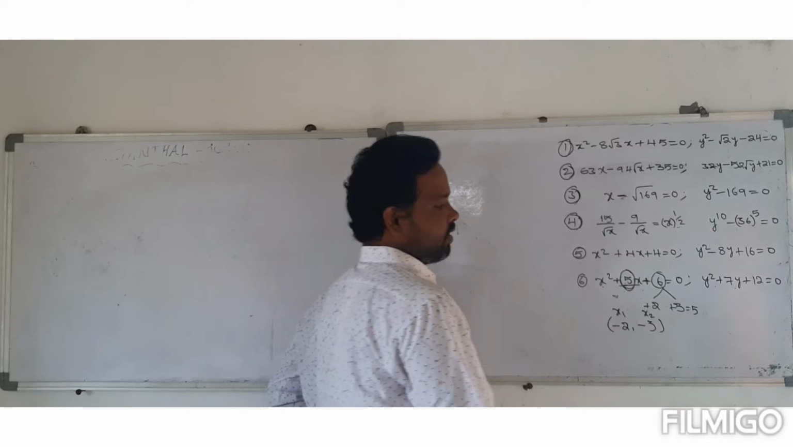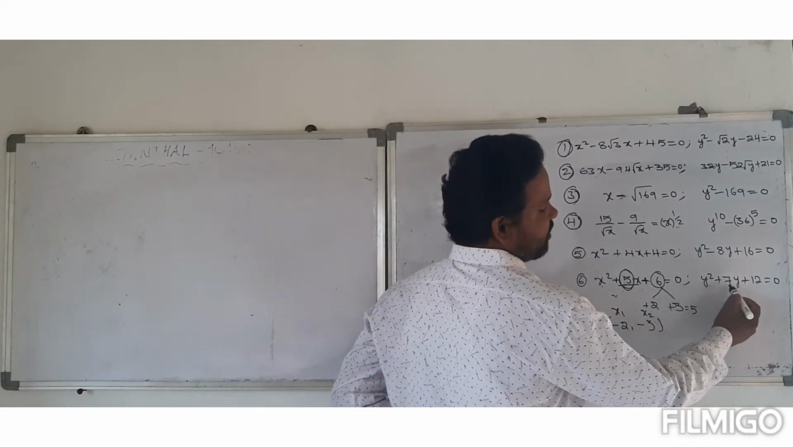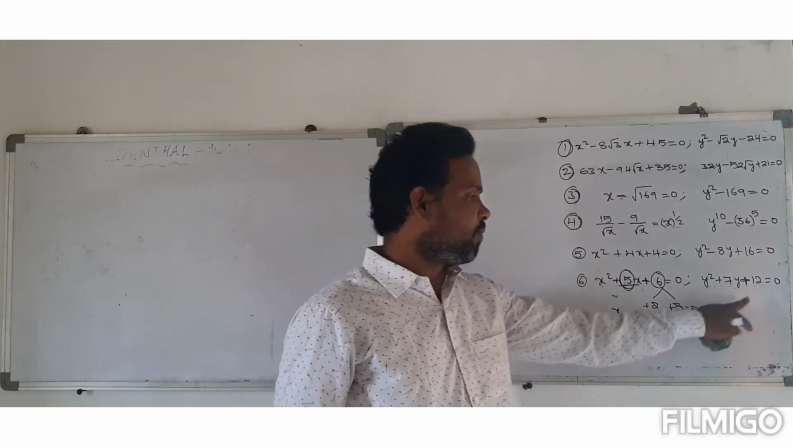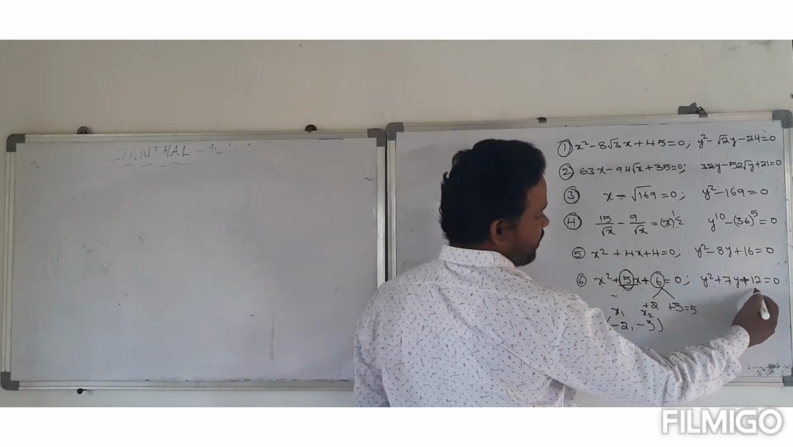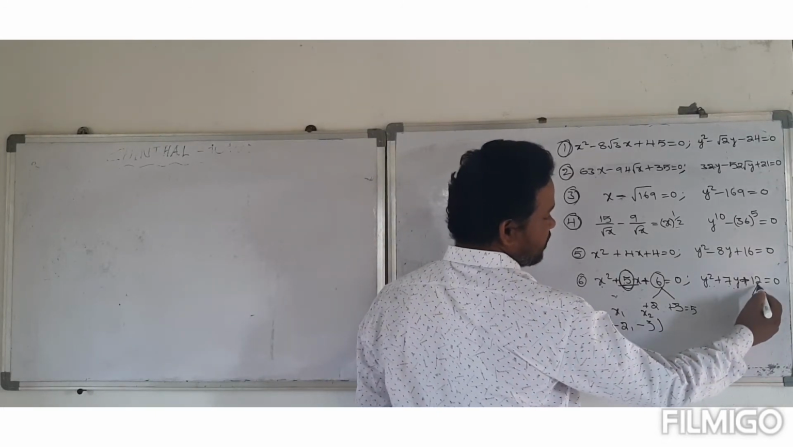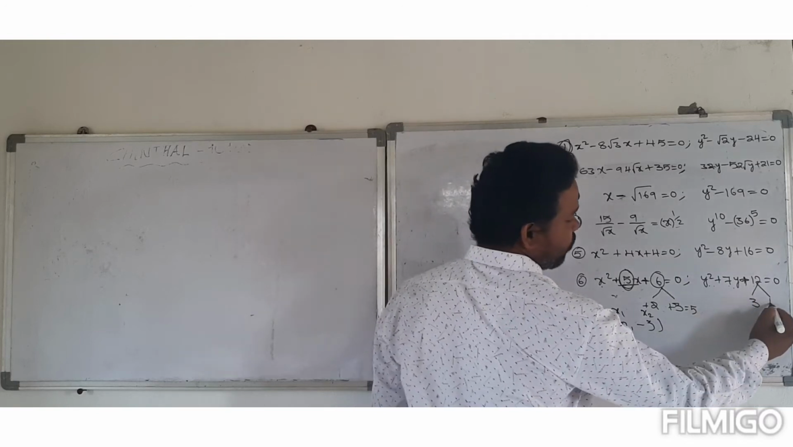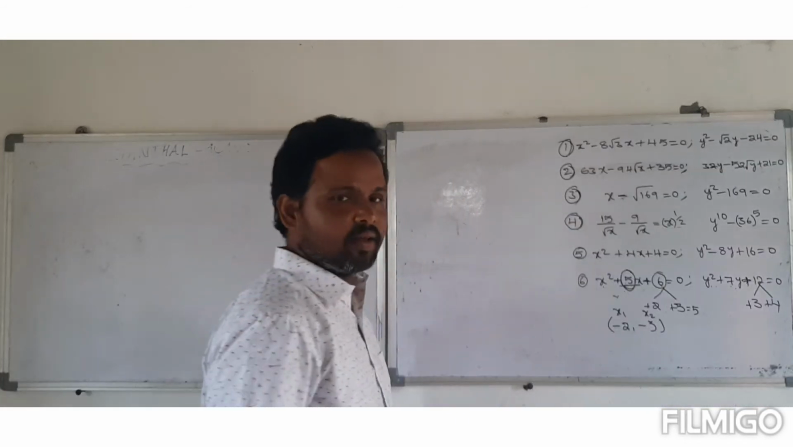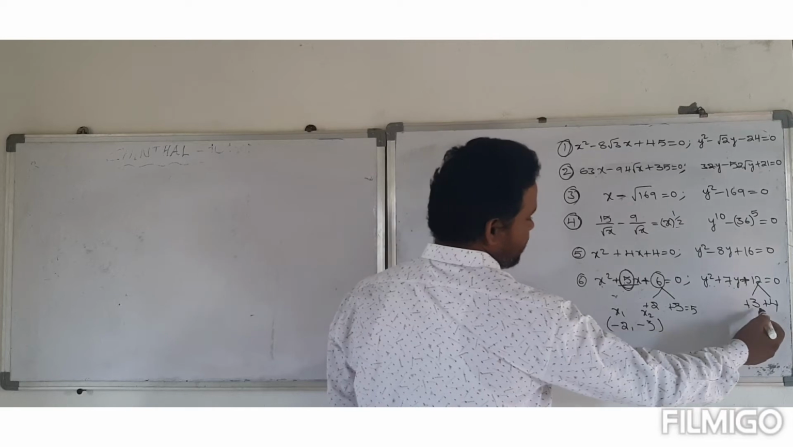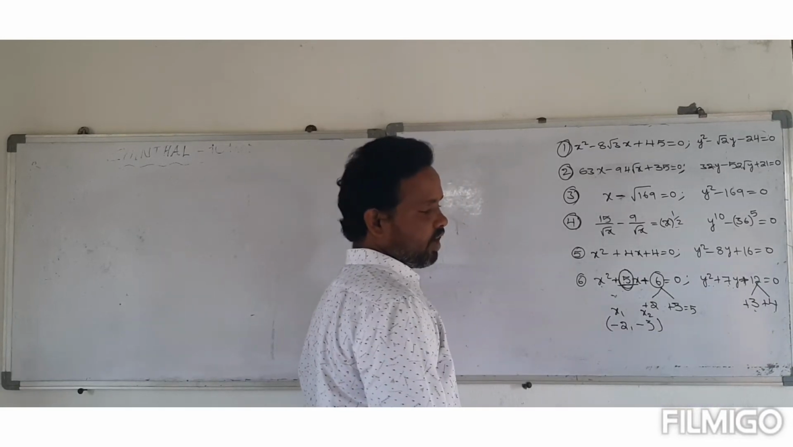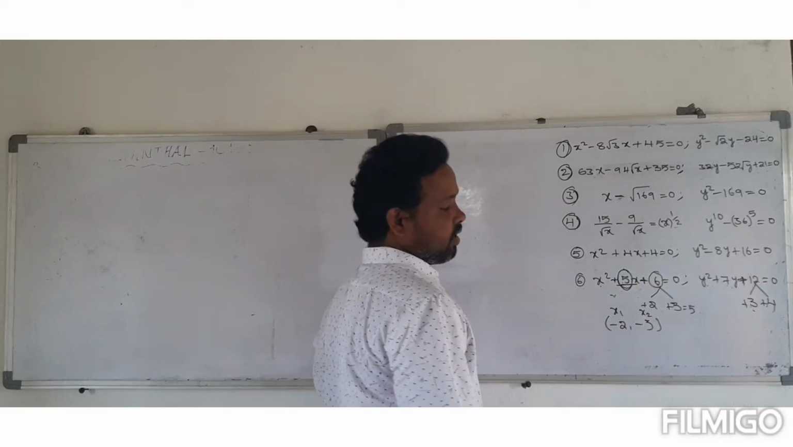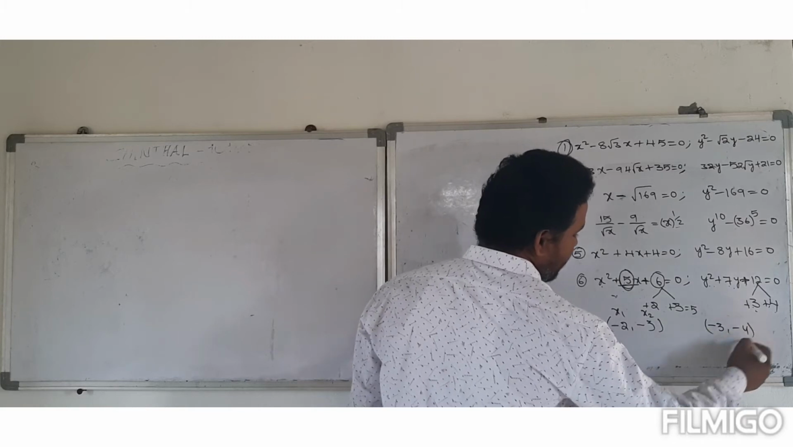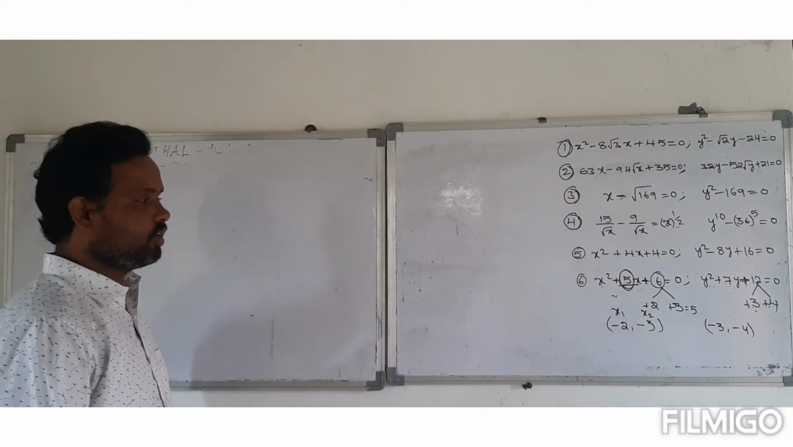Okay, next observe here, y square plus 7y plus 12. Which sign is here? Plus only. Here also I am going to factorize the given 12 into 3 into 4, and plus 3 plus 4 gives the resultant value 7y. Okay guys, now our answer is minus 3 comma minus 4.